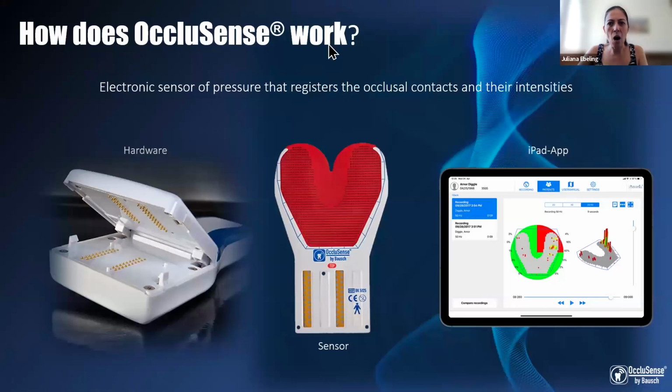So let's understand how the system works. OccluSense is an electronic pressure sensor that registers the occlusal contacts and their intensity. This is the aim and the core of the system: the intensity of the contacts, not only the contacts, but we can see how intense these contacts are. So it's formed by hardware, the sensor, and the app that processes all this data. And the core is here, the sensor.